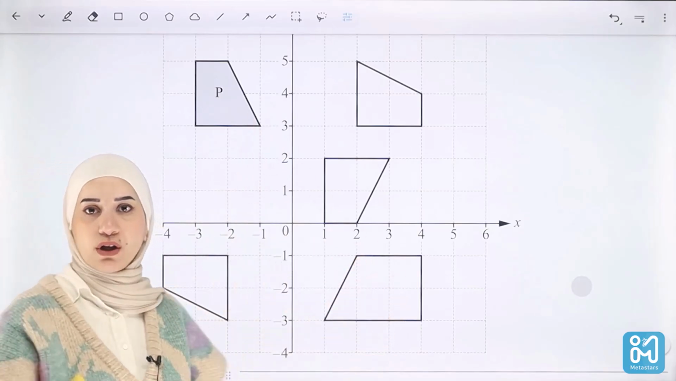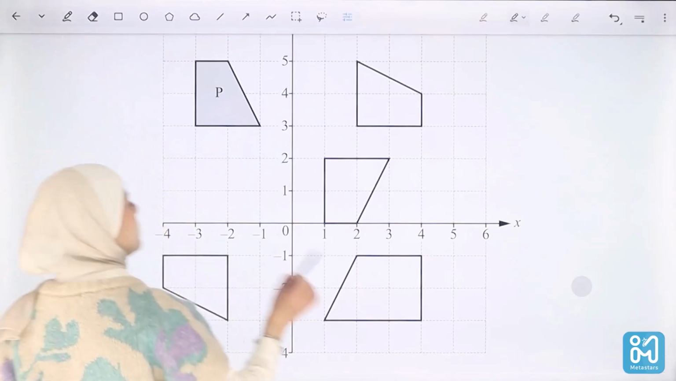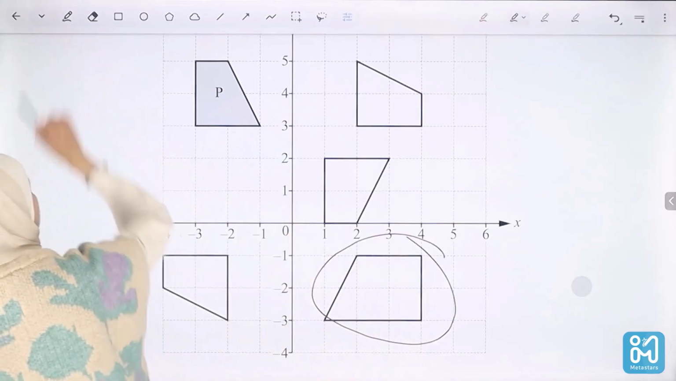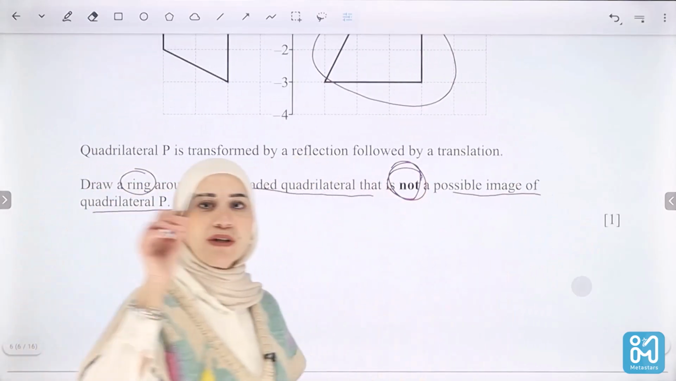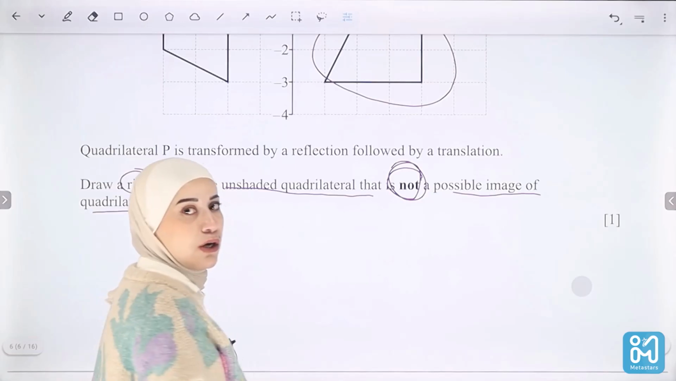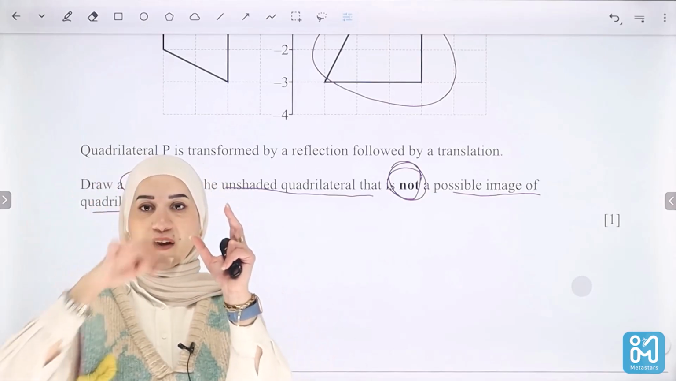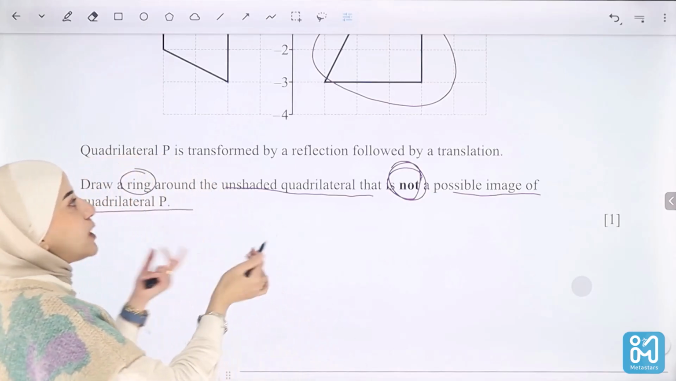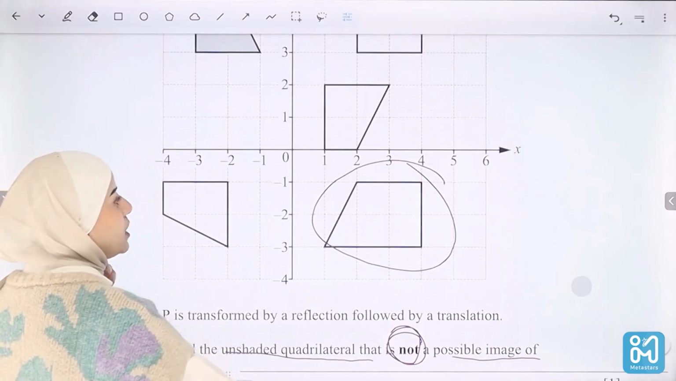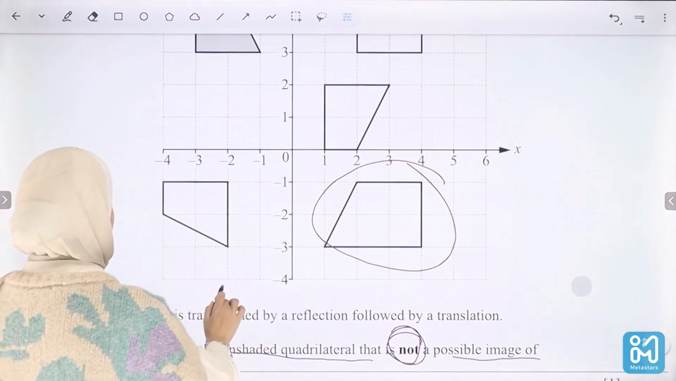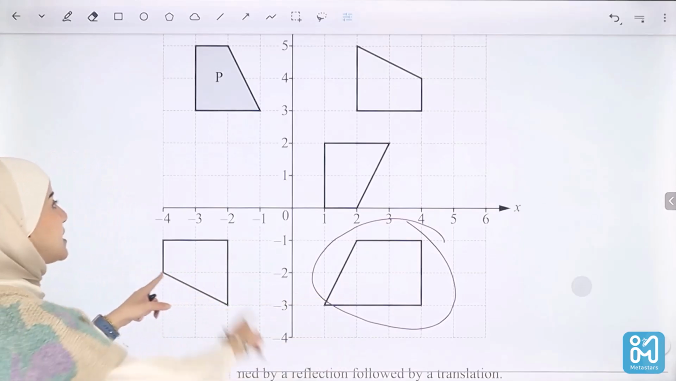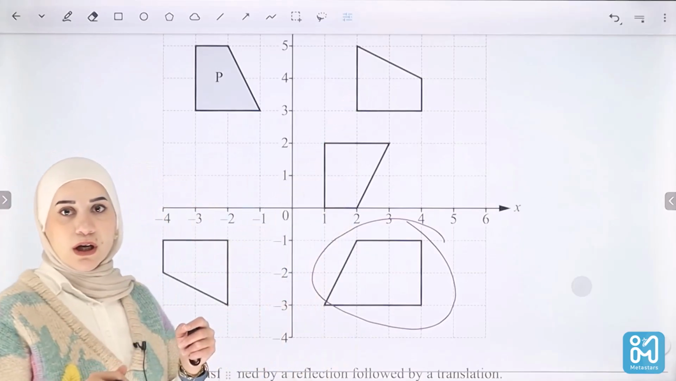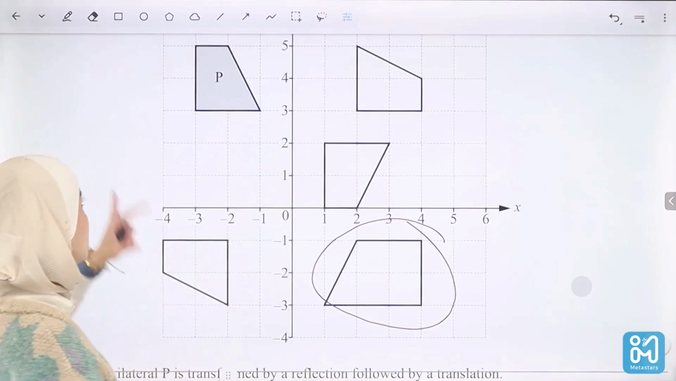They didn't say enlarge, so definitely I'm going to draw a ring. And by the way, take a look at the mark. This question is worth 1 mark, so I don't need to do a lot of things here. Only indicate a ring around the unshaded quadrilateral that is not a possible image of quadrilateral P. This one clearly is not an image. The rest are possible images. So this one, quickly.